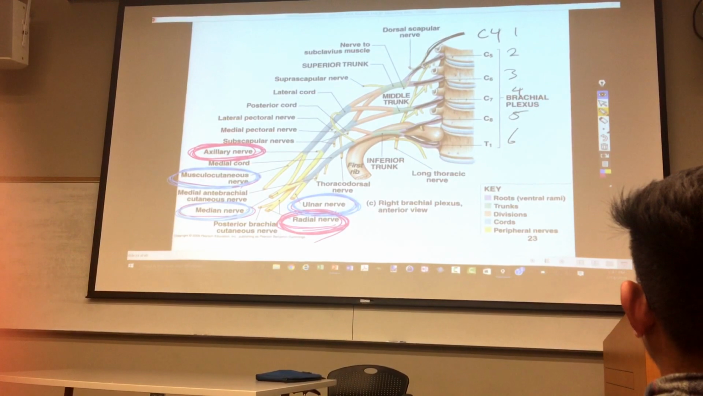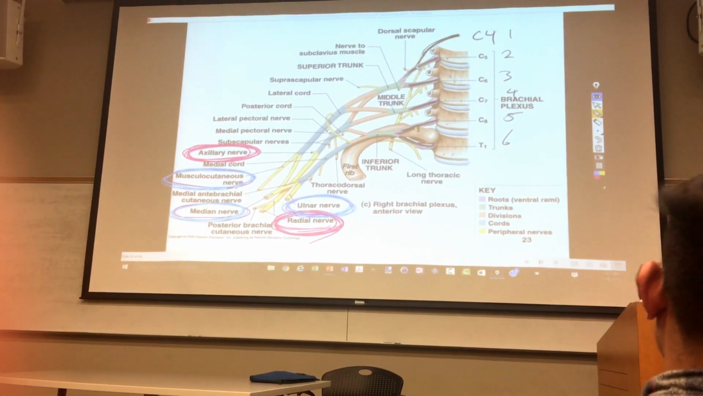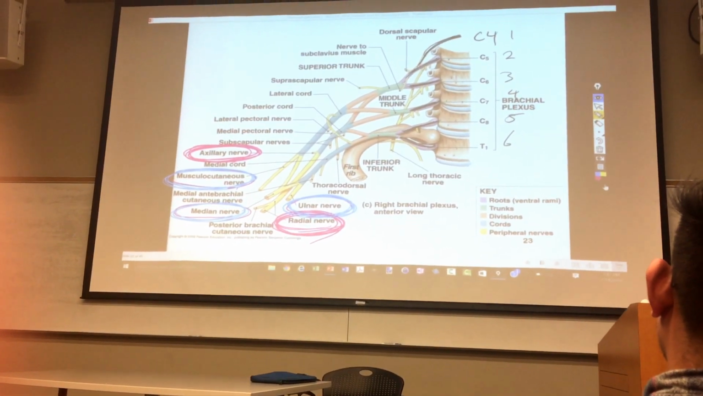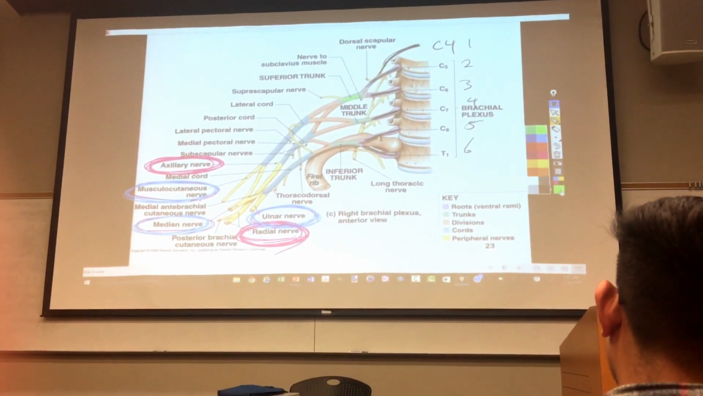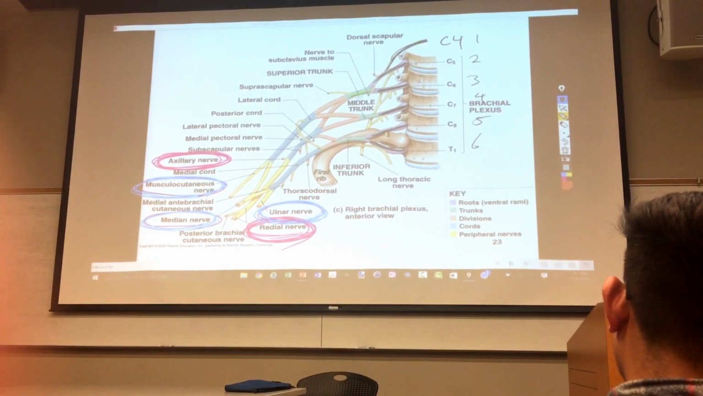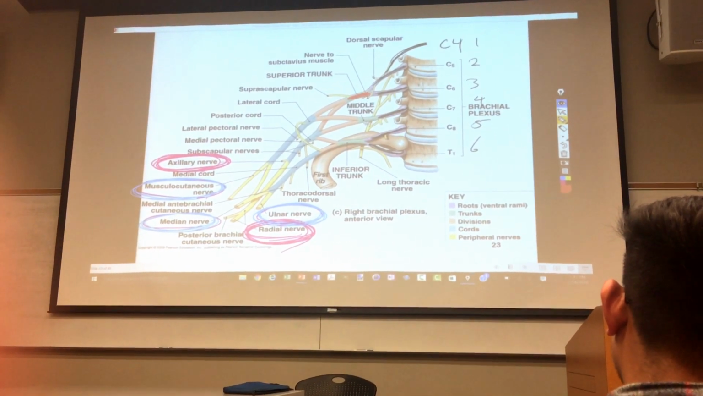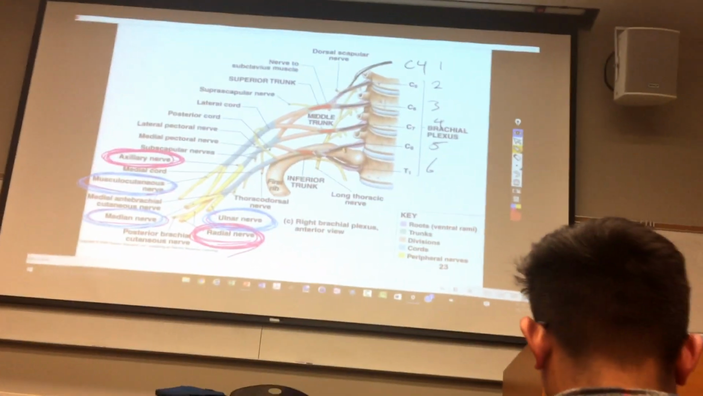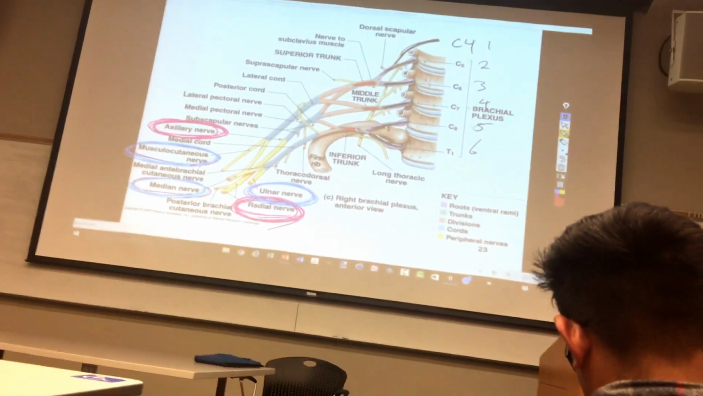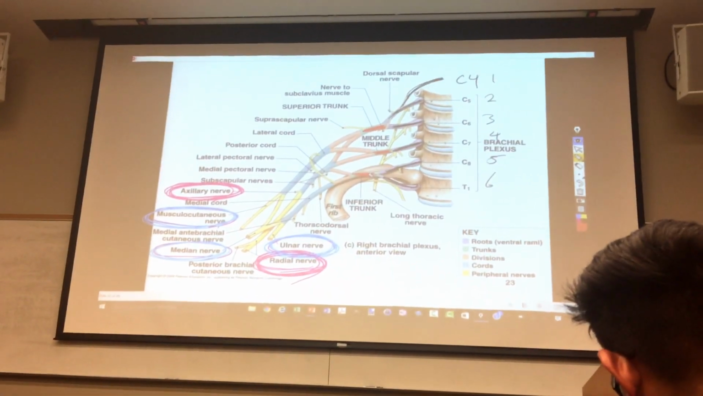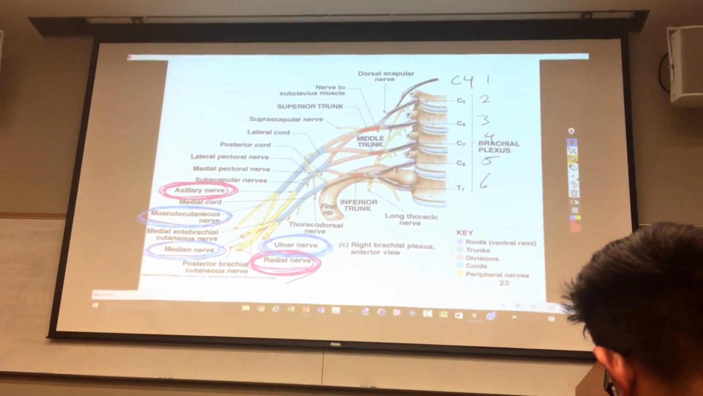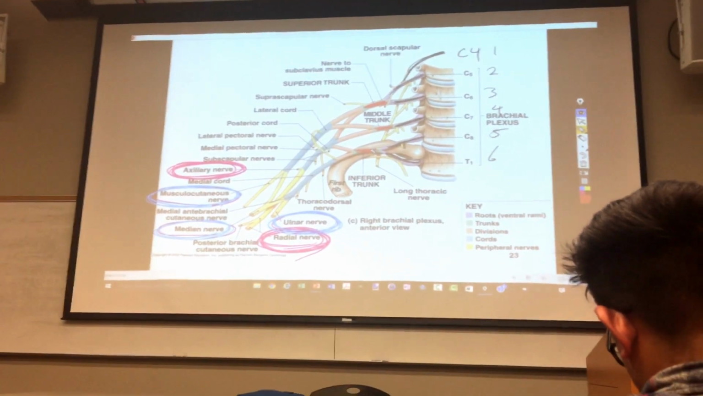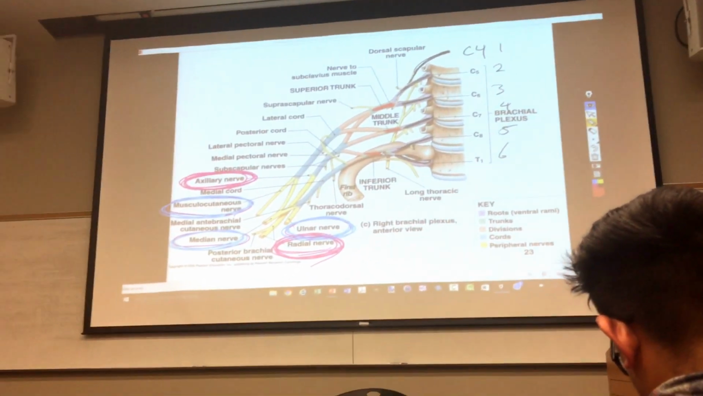Now, what those roots are going to do is combine, and after they combine, they're going to form this. It's like the green on green looks terrible. Now notice in your book it's color-coded green where you combine different roots. So C5 and C6 come together, C7 stays on its own, C8 and T1 come together. When you have roots coming together, what do you form? Trunks. What does it say right there in green? Trunks. So these are the trunks of the brachial plexus.